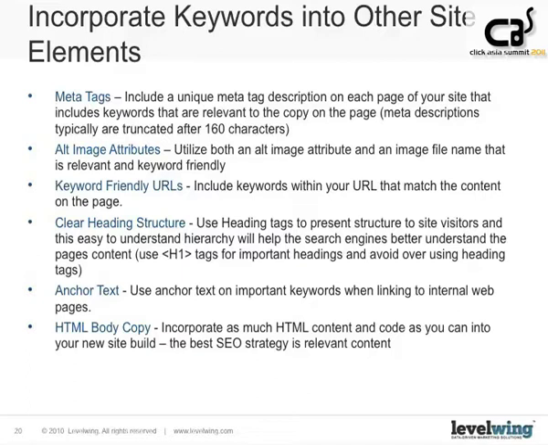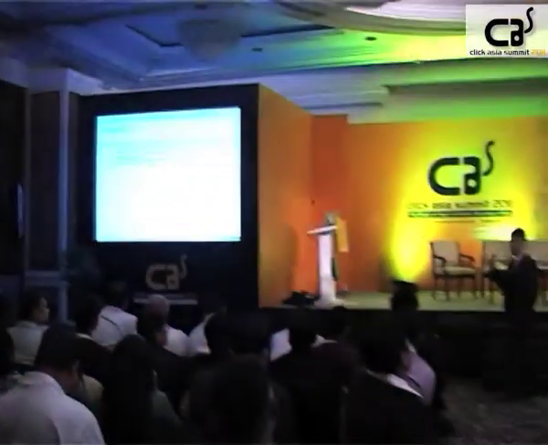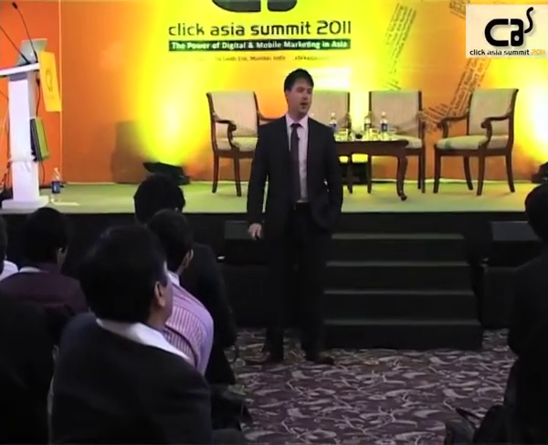Alt image attributes, if you're using images on your site, you want to use both an alt image attribute, and you want to name the file something that is keyword relevant. So not have an image that's titled image 1001 dot JPEG. You want to name it specifically to match the content and the keywords that you're looking to rank for.